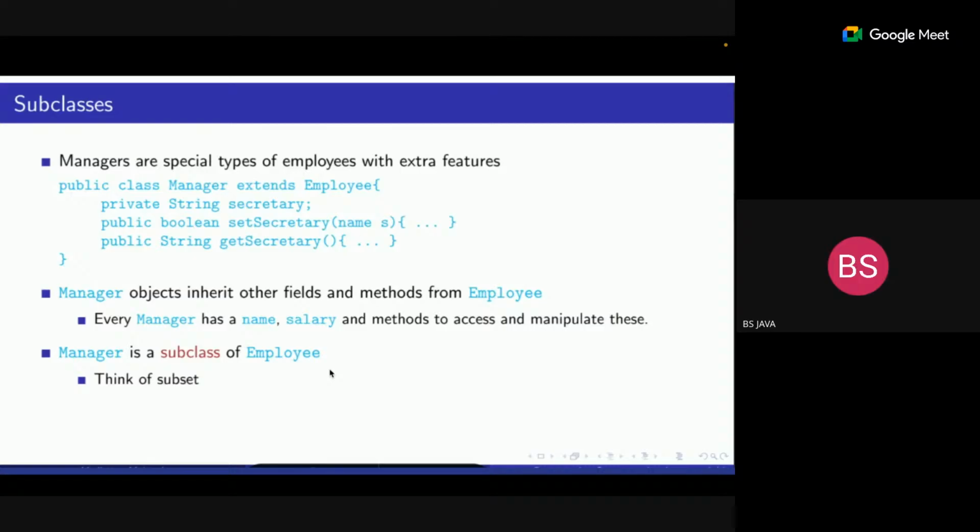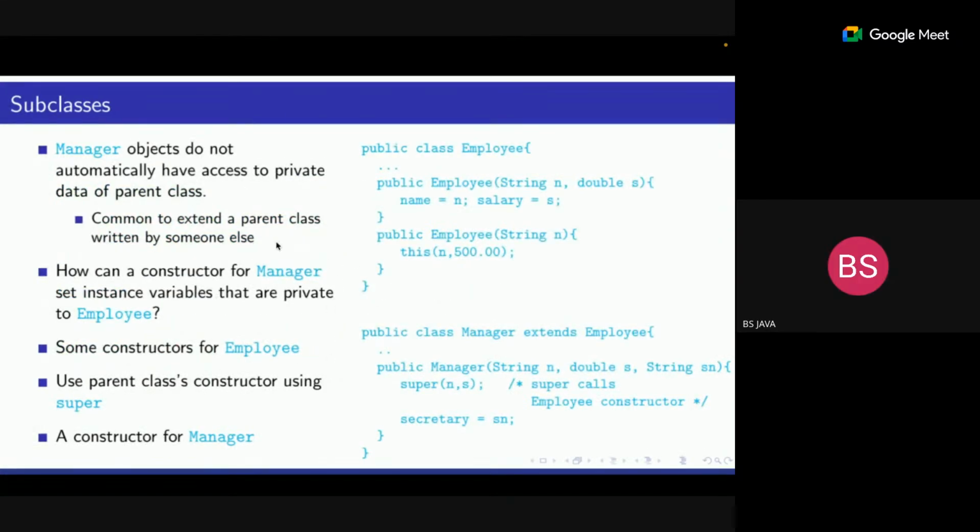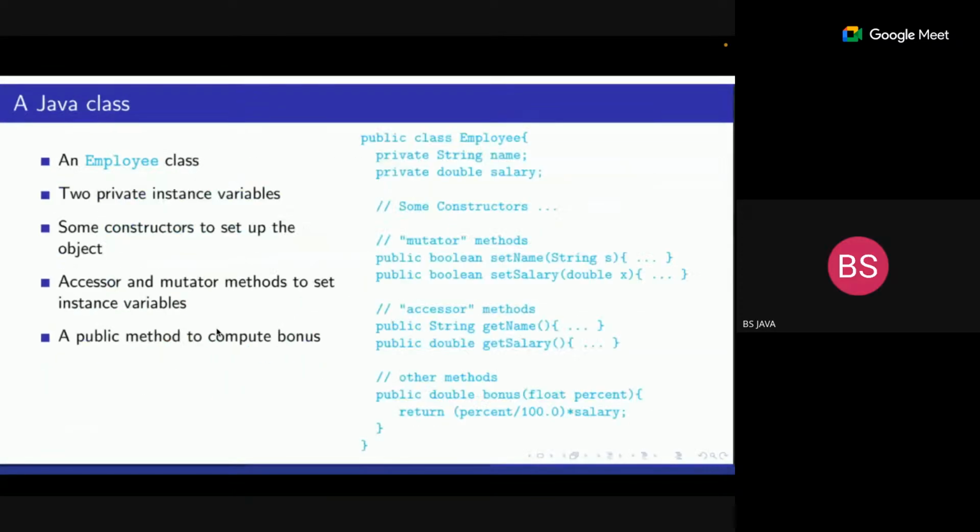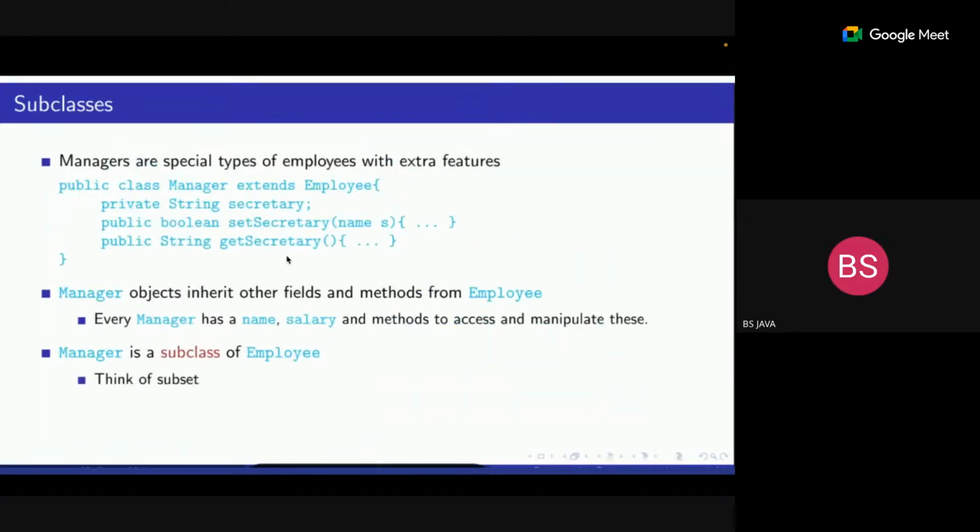Now, manager objects do not automatically have access to private data. So whenever we say that a class will get all the attributes and methods of the parent class, it is except this private data. In here you can see we have name and salary, and you cannot have a constructor in manager which directly sets the value for name and salary.